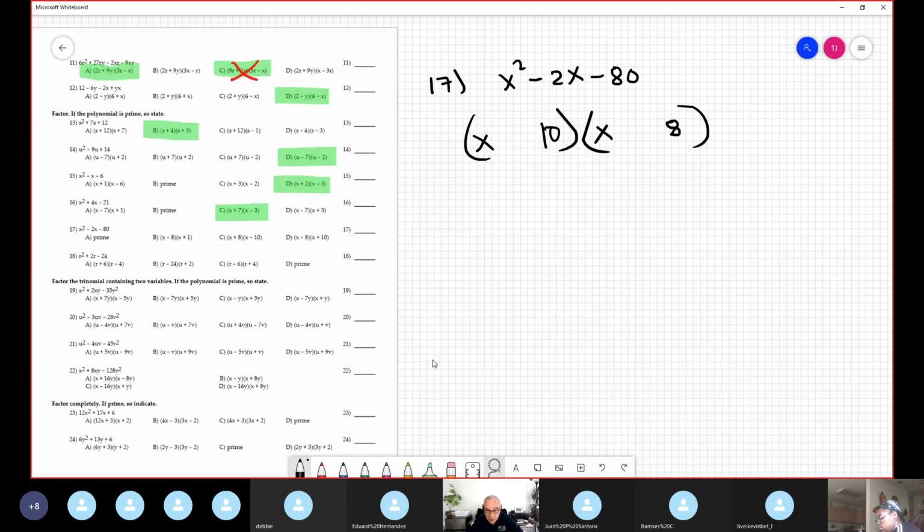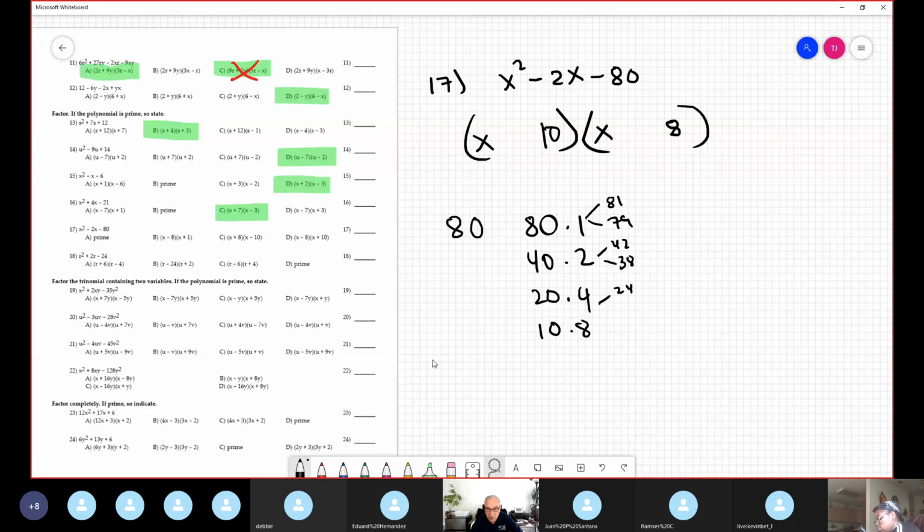Okay, good. The systematic way is 80. David, look: 80 times 1, 40 times 2, 20 times 4, 10 times 8. I suppose we have more combinations. You add or subtract. 81, 79: doesn't work because my goal is 2. 42, 38: no good. 24, 16: no good. 18 and 2. Wow, I got it. Okay?